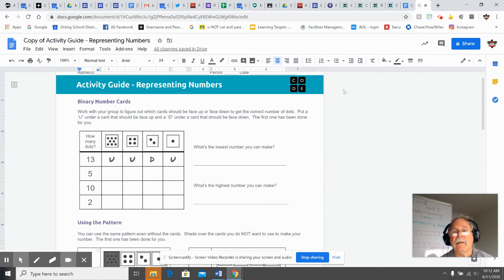The first one has been done for you. Now, before we get started, there's one thing I want to tell you. If you look at these numbers here, this is a 4-bit binary number system. 4 dots, or 4 sets, 4 boxes, in other words.